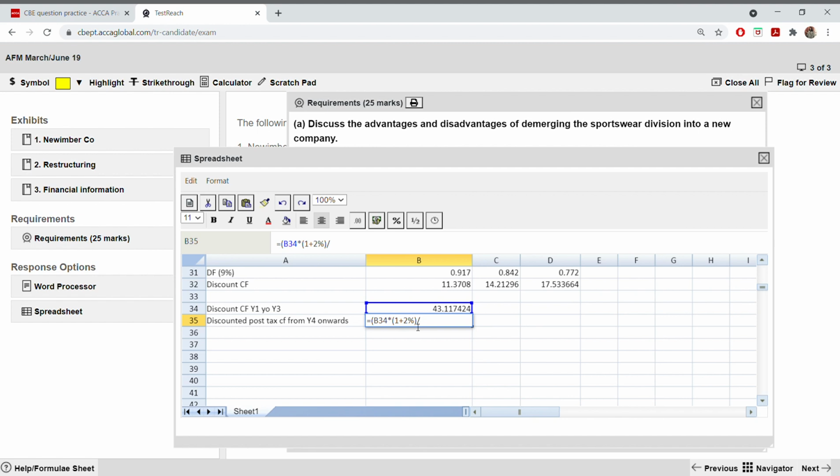what? See, cost of equity, WACC, is the same for this company because there is no debt. So we can use the 9%, right? So 9% minus 2%, right? Because growth is what? Growth is 2% only. Enter. Okay.